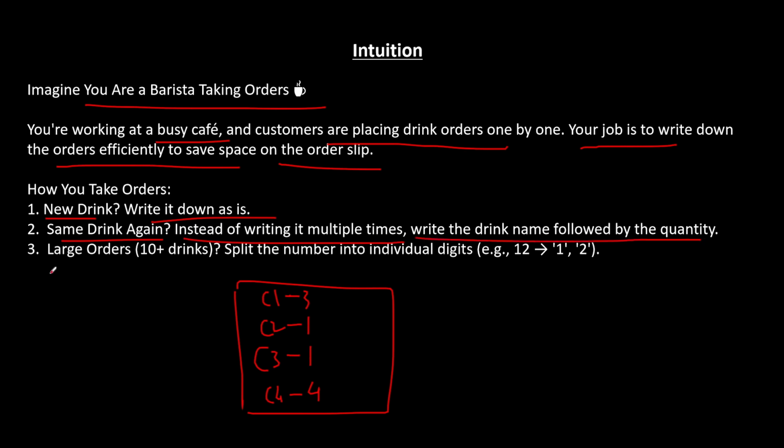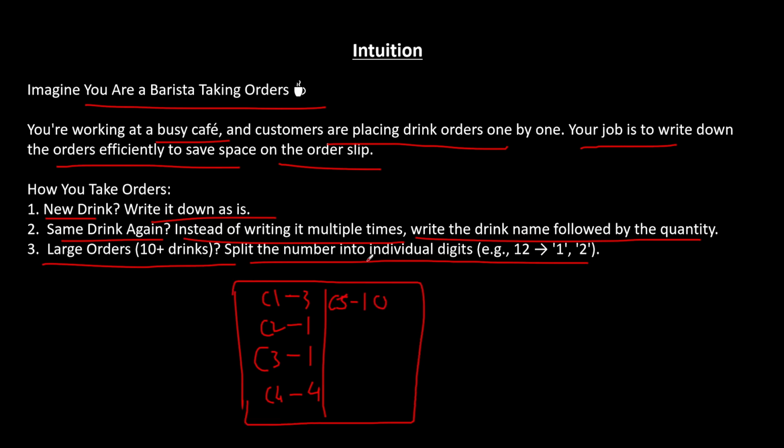Okay. Now orders of 10 plus drinks. Split the number into two individual digits. Let's say he gets another order of coffee 5 and they asked it to be 10 coffees. So he will just write it 10 like this. From here we are understanding that the person is using a slip and trying to save pages by writing the same amount for the coffee in the place itself and updating it again and again, right? Rather than using new places for writing the name and the same amount of coffee there.